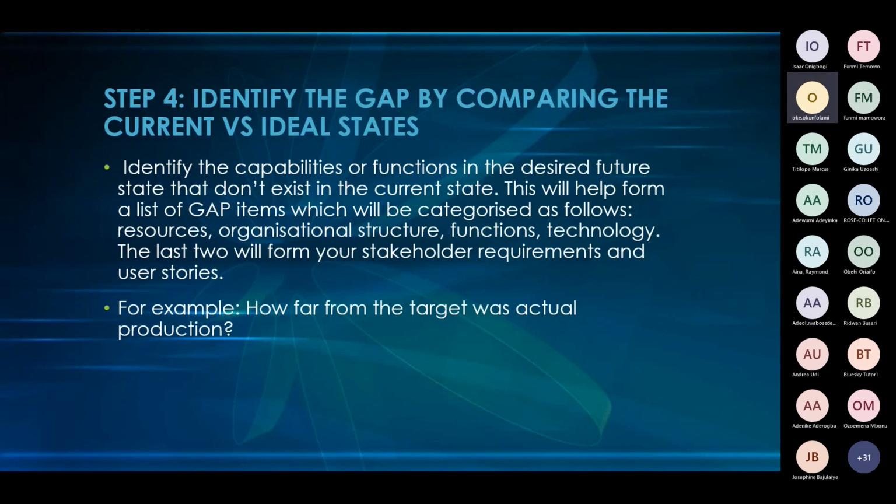Step 4 says identify the gap by comparing the current versus ideal state. I think I've got 5 steps here. So you've already said this is what I have, and you've already identified this is what I would like to have. Then you want to identify the things that you don't have: the capabilities or functions in the desired future state that don't already exist in the current state.